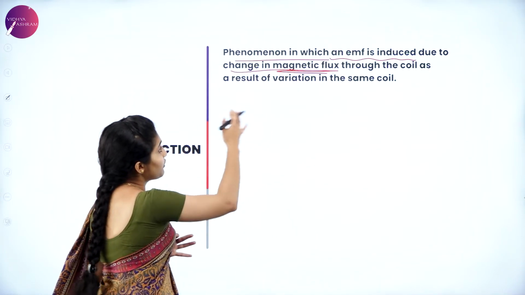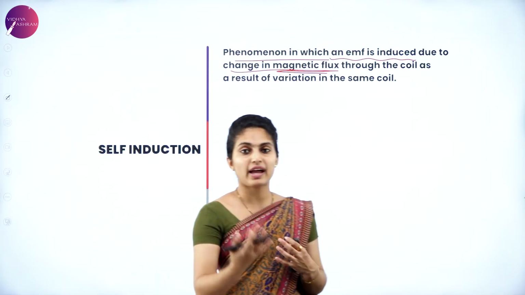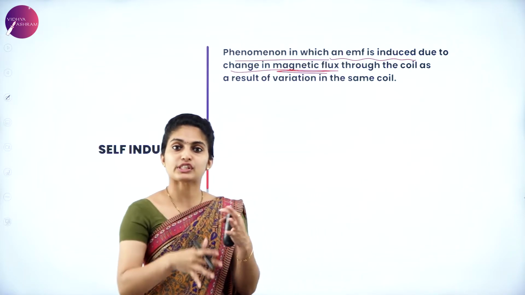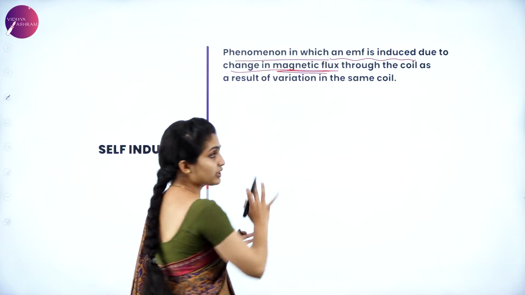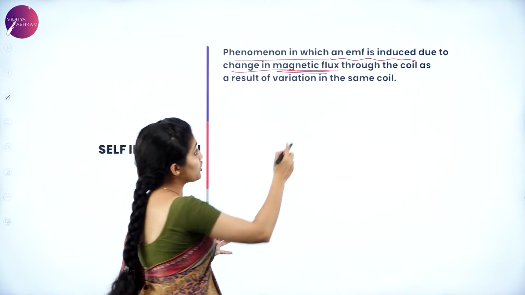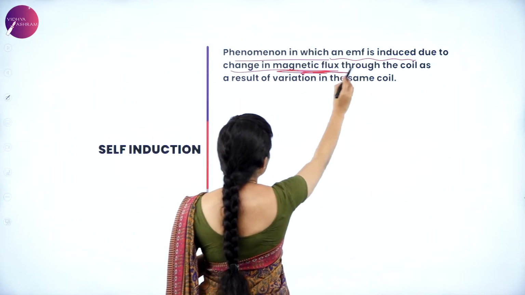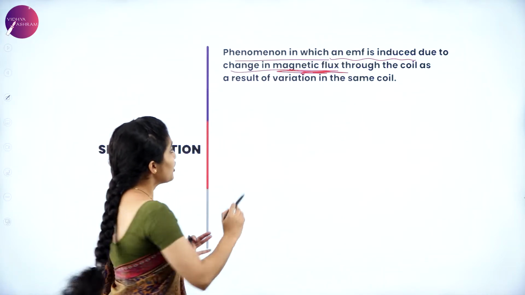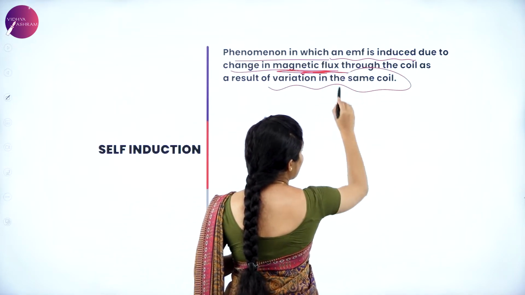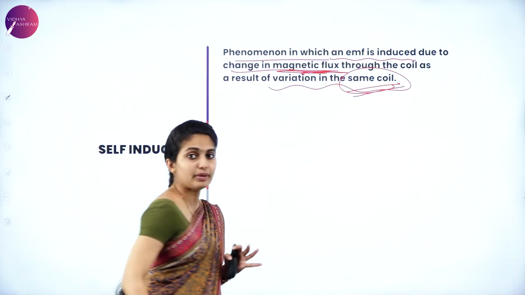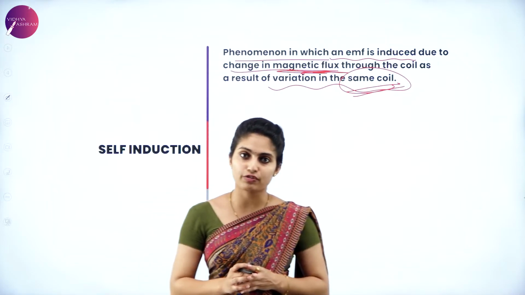That is, whenever there is switching on and switching off of the magnetic field, there is an EMF which is produced, and this EMF induces the current. This EMF is induced due to the change in the magnetic flux through the coil. As a result, we can see the variation in the same coil itself. The same coil is nothing but self-induction of a coil.